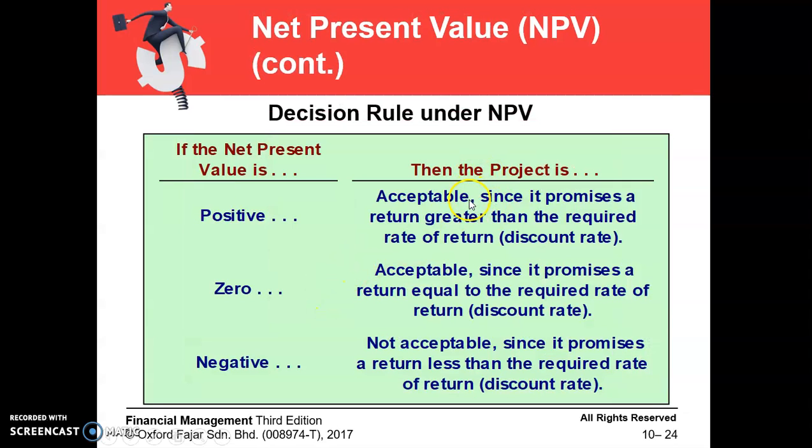Okay, so decision rule under net present value, either positive, 0 or negative. If positive net present value, you can accept. 0 is still acceptable, whereas negative is not acceptable.